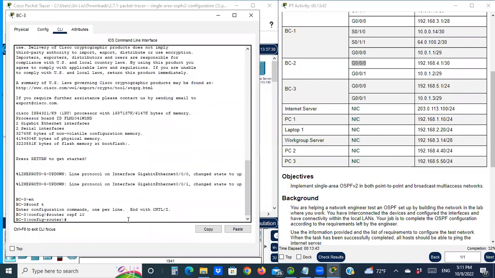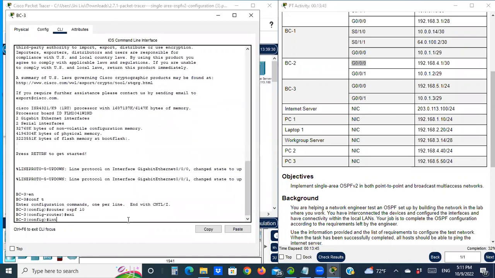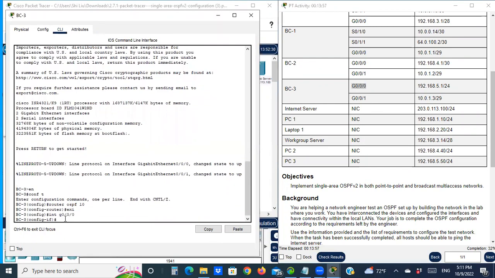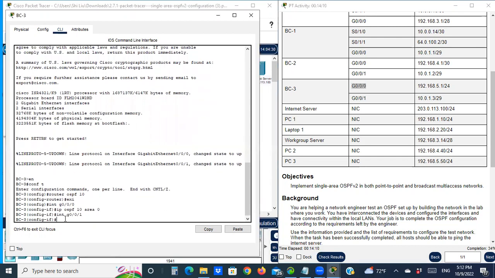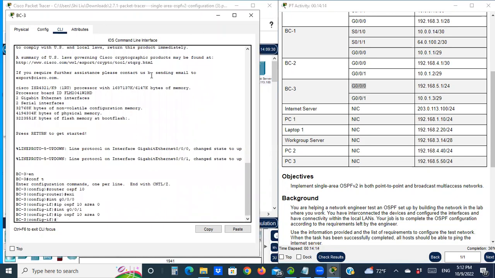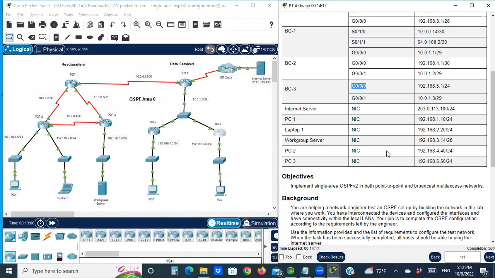OSPF 10. Okay. Interface BC3 has 2 interfaces, G0/0 and G0/1. Okay, G0/0, OSPF 10 area 0. G0/1, same thing. Okay, BC3 is done.